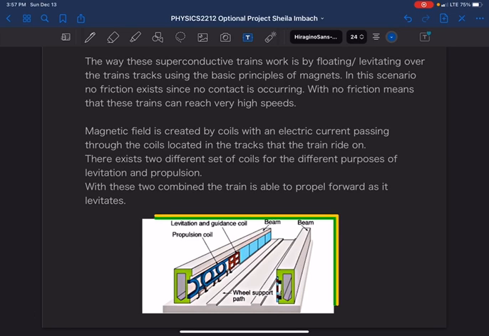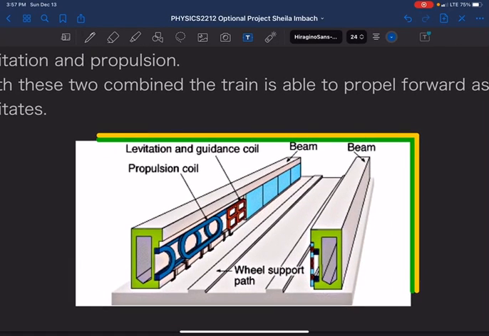Here is a little bit of an explanation of how these types of trains work. It says the way these superconductive trains work is by floating or levitating over the train tracks using the basic principles of magnets. In this scenario, no friction exists since no contact is occurring. With no friction, these trains can reach very high speeds. A magnetic field is created by the coils, with an electric current passing through the coils located in the tracks that the train rides on. There exist two different sets of coils for each different purpose of levitation and propulsion. This image here can kind of describe that.